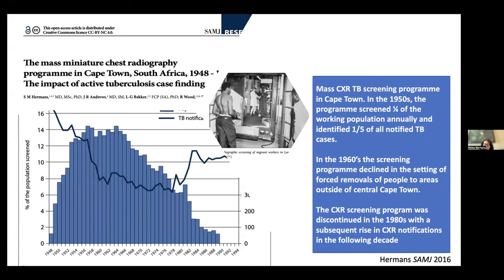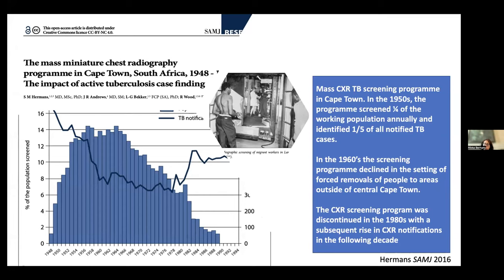and the dark blue line shows the TB notification rate. So in the 40s, 50s, and 60s, especially with the more widespread availability of TB treatment, there was really a campaign in many cities in the world to systematically screen their populations for TB and get them on treatment. And so this was also in place in the CBD of Cape Town. And you can see, really, as chest X-ray screening gets ramped up, TB incidence drops over two decades.